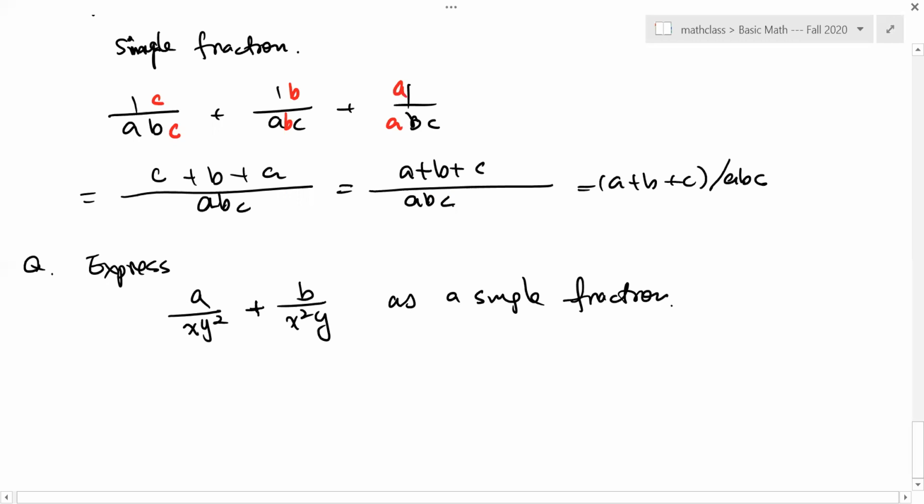You don't need to use the formula we learned, otherwise you have to do lots of simplification. So you just make them have a common denominator. Then add the two numerators together when they have the common denominator.